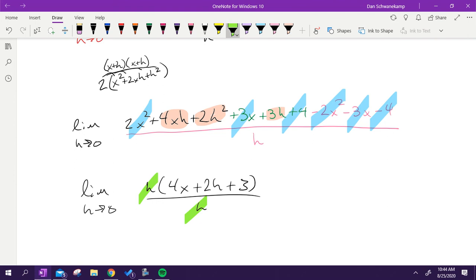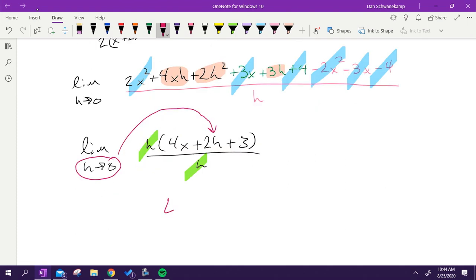Then I'm going to do what from here? Plug in 0. This is a limit problem. I'm plugging in 0 for h, because it's h approaches 0. So what I'm left with then is just this 4x plus 3. Okay, that's important. That right there is f prime of x. Okay, that is the derivative.